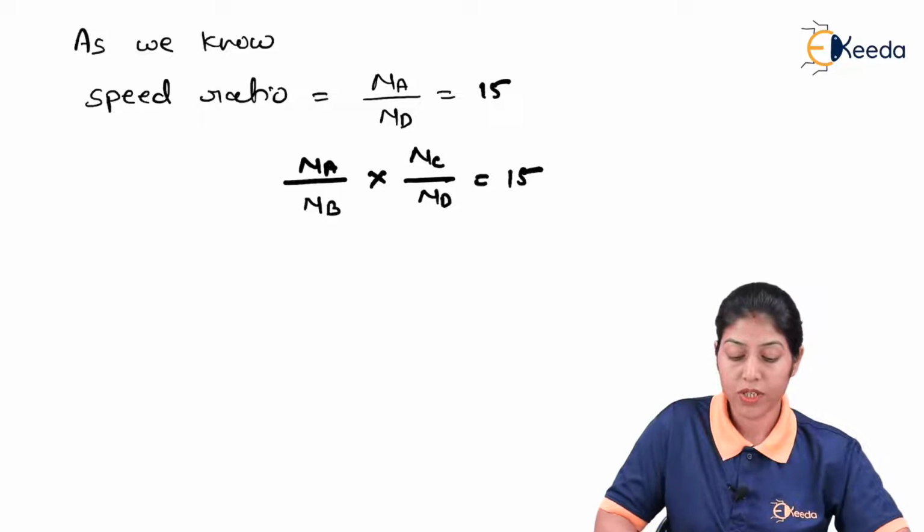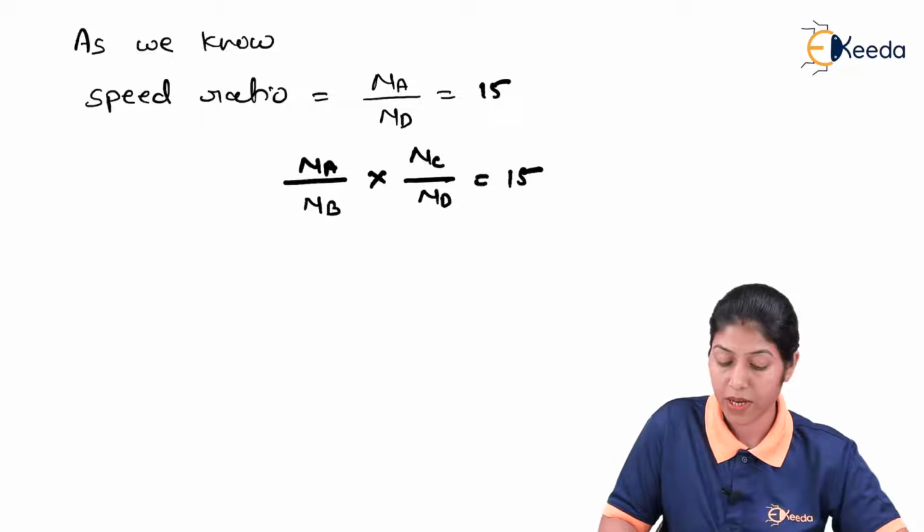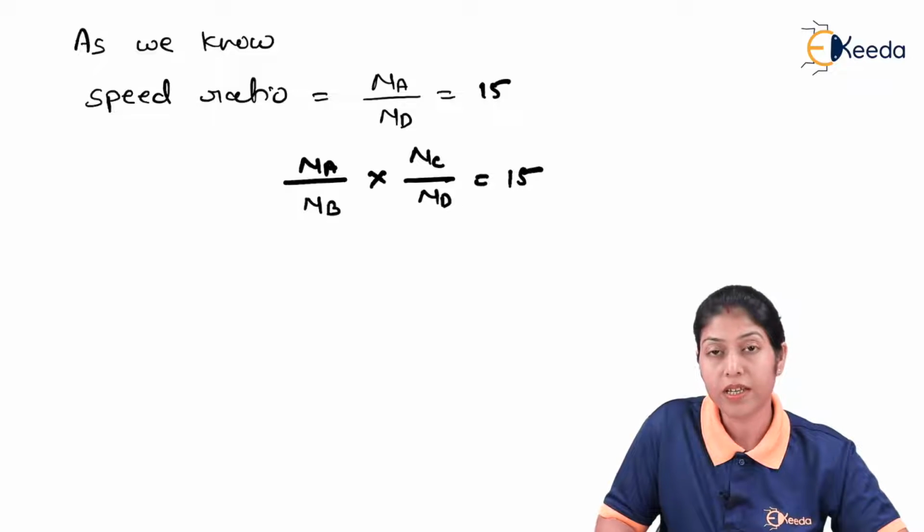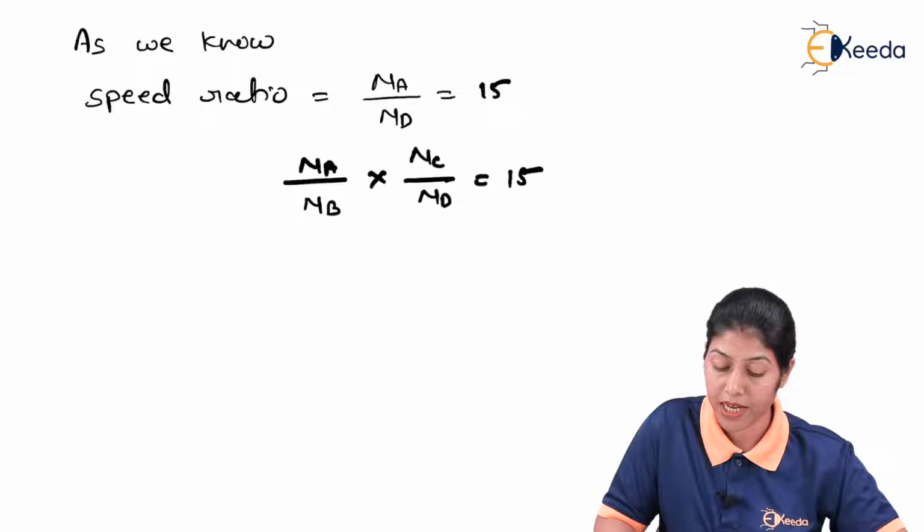Now as we know, the speed ratio, that is NA by ND, is equal to 15. Speed ratio we always define on the basis of the speed of the driving gear and the driven gear. So this ratio NA by ND is equal to 15. This is the given value.